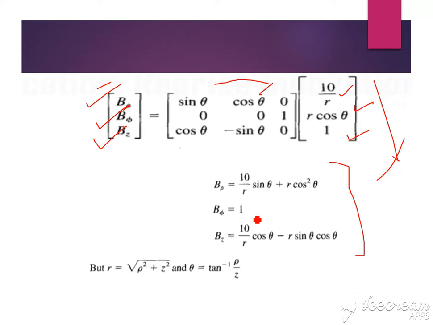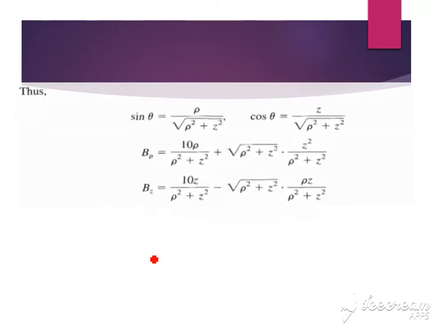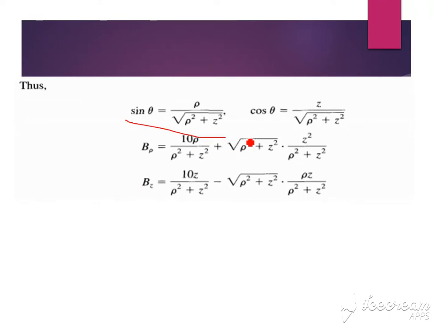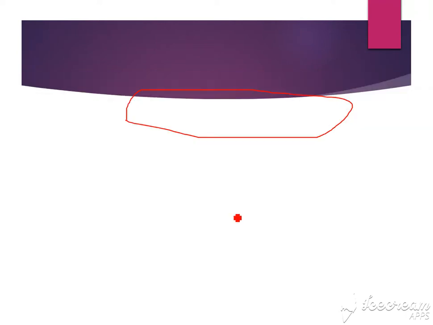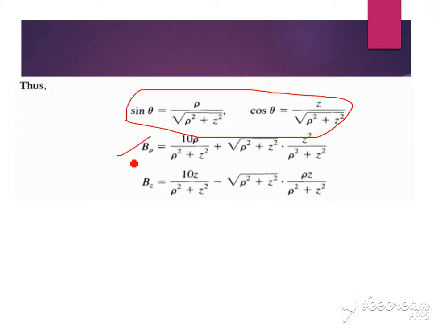Now we need to convert those parameters into cylindrical. We need to convert with respect to sin theta and cos theta. We already know the expression for r is square root of rho square plus z square, and theta is tan inverse rho by z. From that we can find the expressions for sin theta and cos theta. Now simply substitute the expressions in these equations, then we get B rho and Bz.